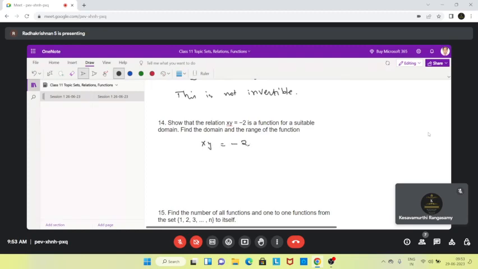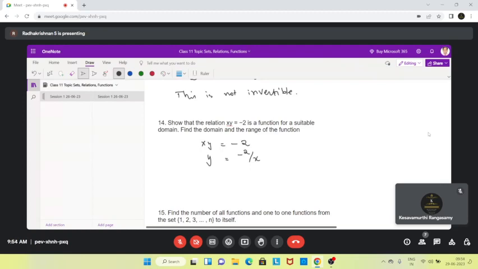Akshaya, you tell me, what did you try? You said you tried some problems, right? Did you try this problem? Yes, sir. So how far could you go? What did you try? xy equals minus 2. I did y equals minus 2 by x. Very good. Y equal to minus 2 by x. If it is a function, you write it in this form, y equal to f of x. So there is a domain and there is a range.